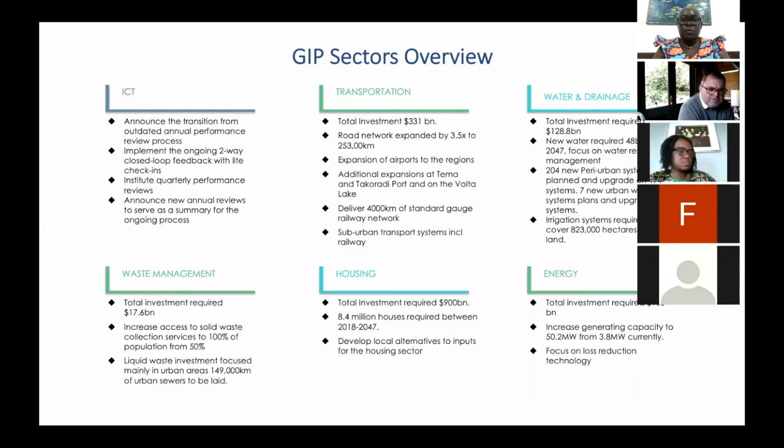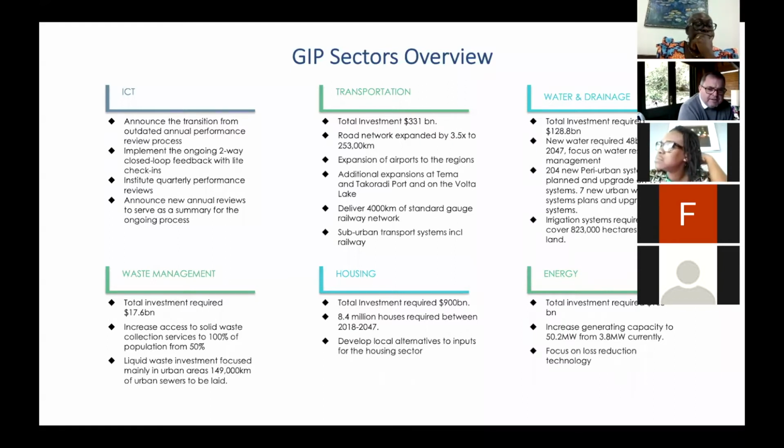Housing, in this period, they're talking about a need for developing 8.4 million houses to increase the housing stock. And as part of this strategy for that sector, they're looking at local alternatives to the inputs in the housing sector to reduce the reliance on importing construction materials.